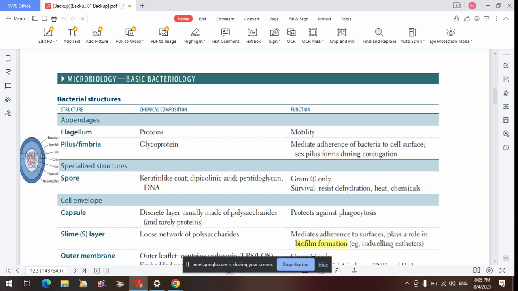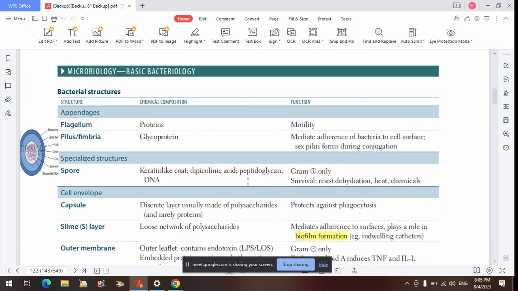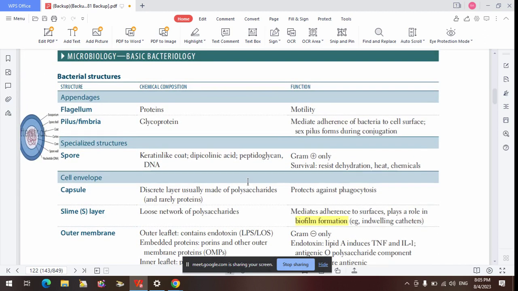So we are starting with the bacteria today. We are going to talk about the structure of the bacteria, the components, and their function. The typical bacterial cell, what it's made up of, and the function of each of those structures. It's been categorized into three parts: the appendages, the specialized structures, and the cell envelope. So let's start with the appendages.